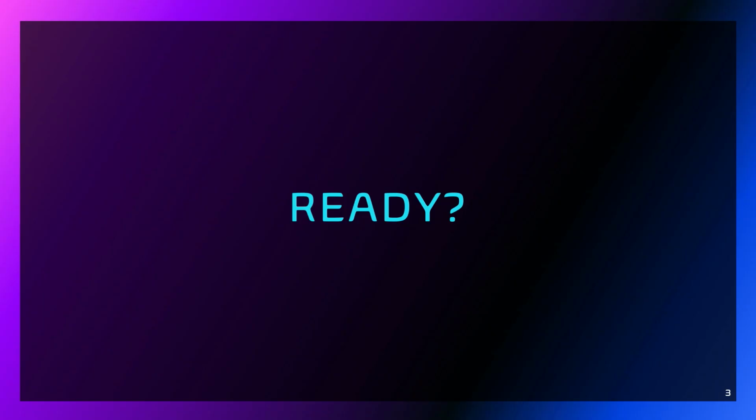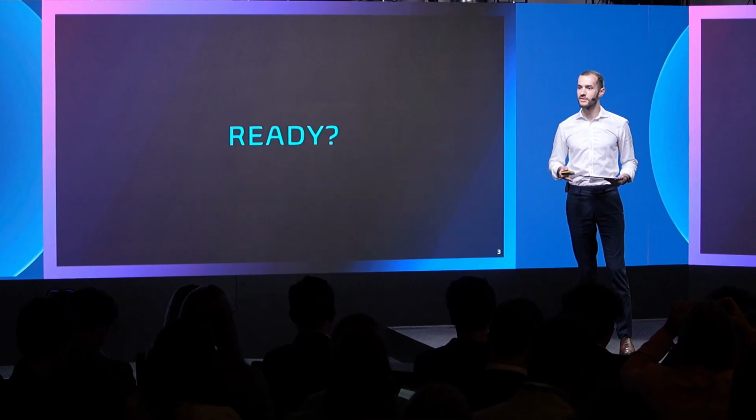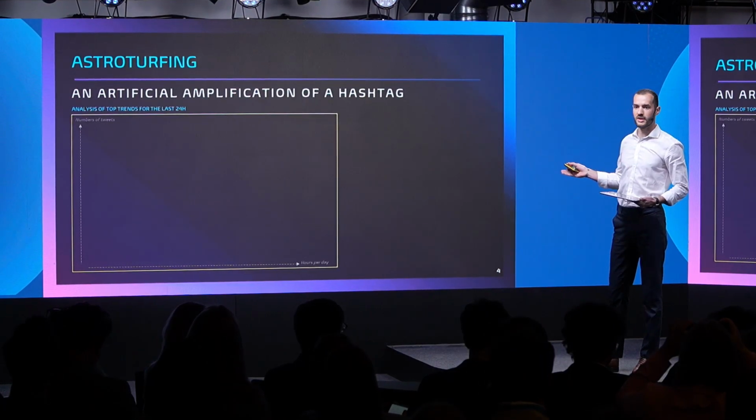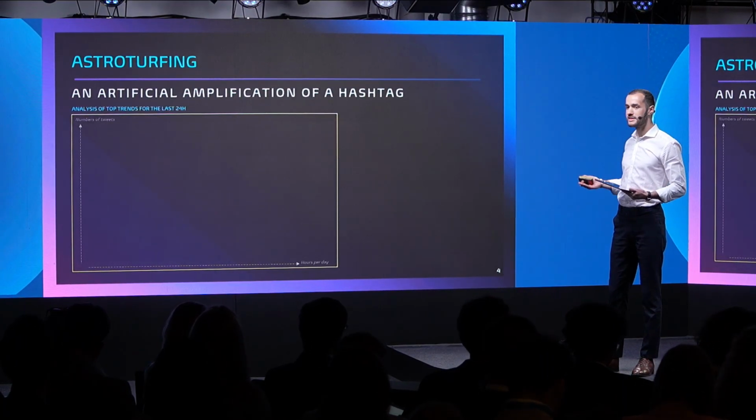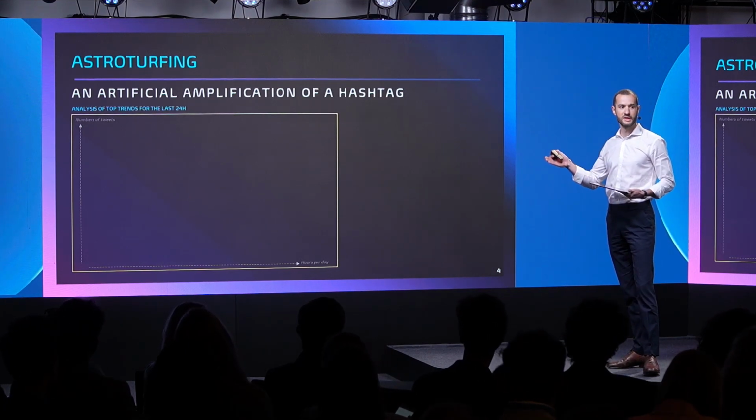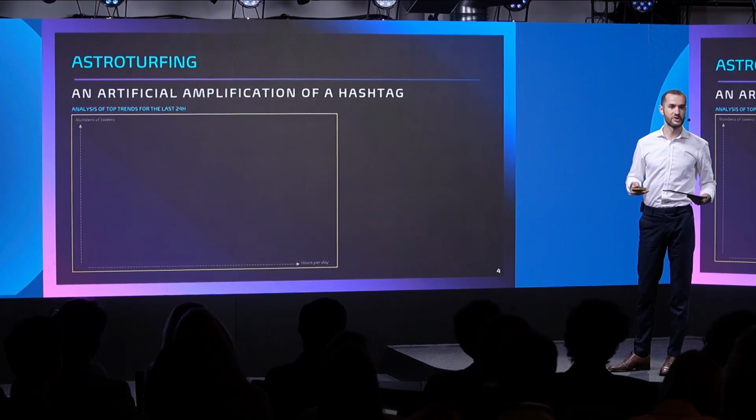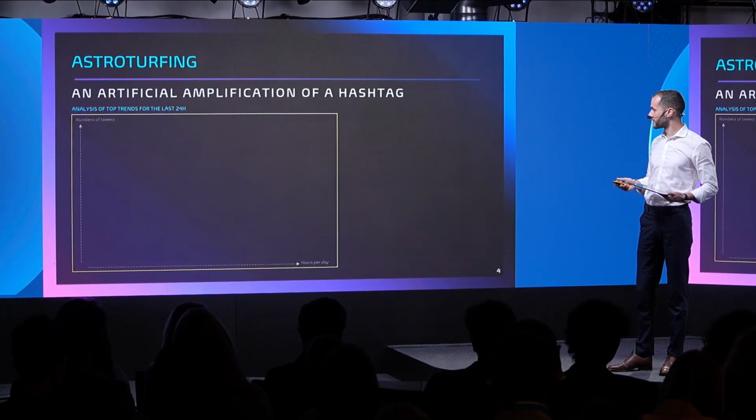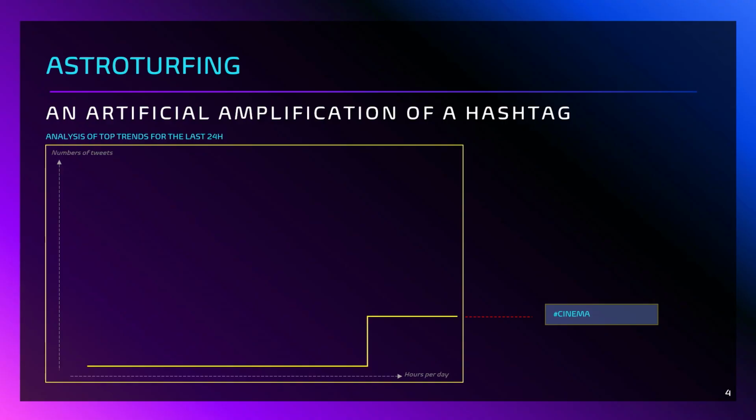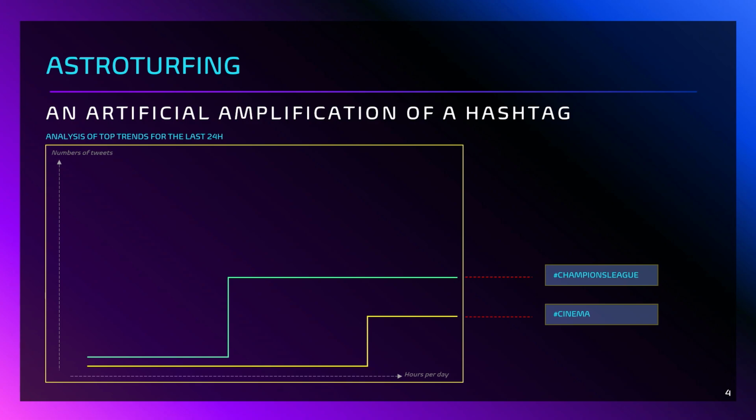Ready? Okay. Every investigation starts first by monitoring. So let's have a look on Twitter and see what's going on in top trends. What you can see here is a tool that allows you to analyze top trends for the last 24 hours. On the left, you have the number of tweets, and at the bottom, the hours per day. So let's see what's going on so far. What do we have? Cinema. All right. Nothing to really worry about. Champions League, here, nothing to really worry about, even though my colleague in Paris will not be very happy to see that.